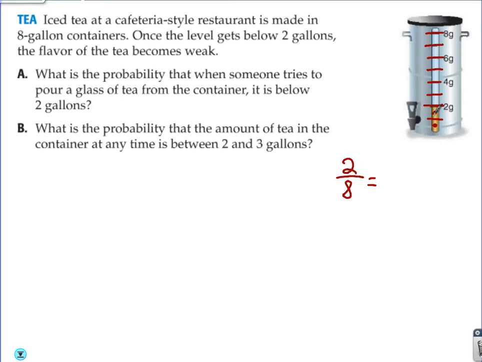But the probability that it's going to be in this region or this region, that's 2 chances out of the 8, which, if you want to reduce it, is 1 out of 4, 0.25 exactly, or a 25% chance that it's going to be below 2 gallons.